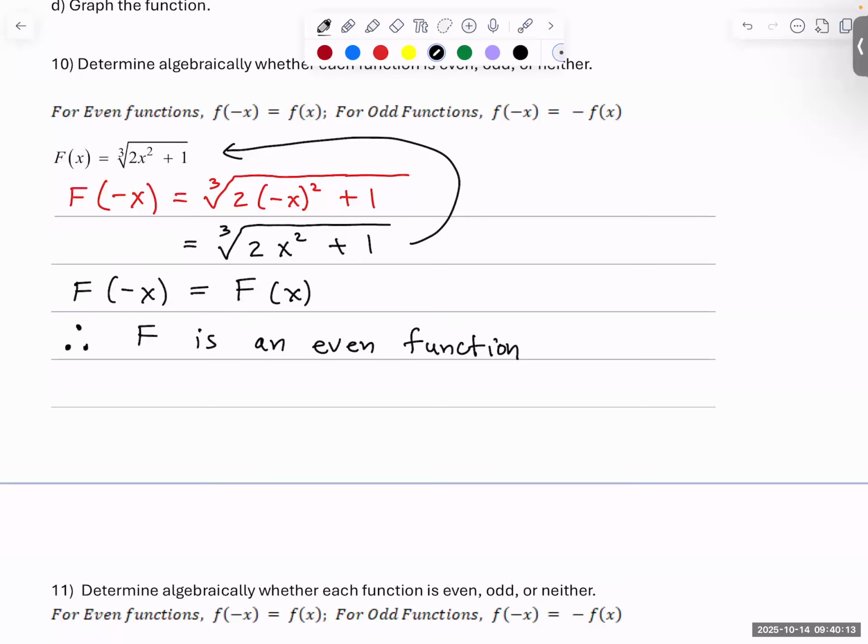Now, if you had done the other test for an odd function, and you wanted to try to show that f of negative x was equal to the opposite of f of x, if you would have gotten a negative sign in front of the radical, then you would know the function is an odd function, but that did not happen. This is not an odd function.